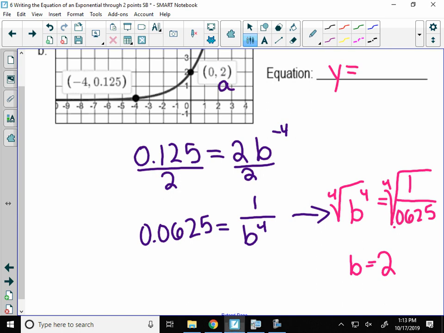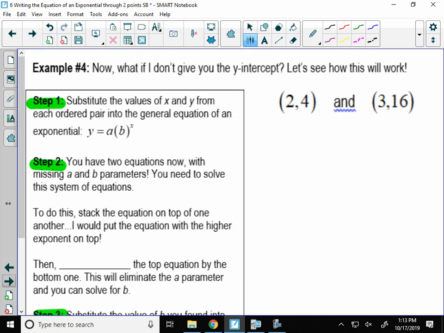y equals 2. All right. Good. So those haven't been hard. I've given you the y-intercept, so it's been kind of like half work, just a little bit of algebra. Now the next one here, I don't give you the y-intercept, do I? So now I don't give you a, and I also don't give you b. So this is where we have to figure out, I'll give you some steps, how we are going to do this.